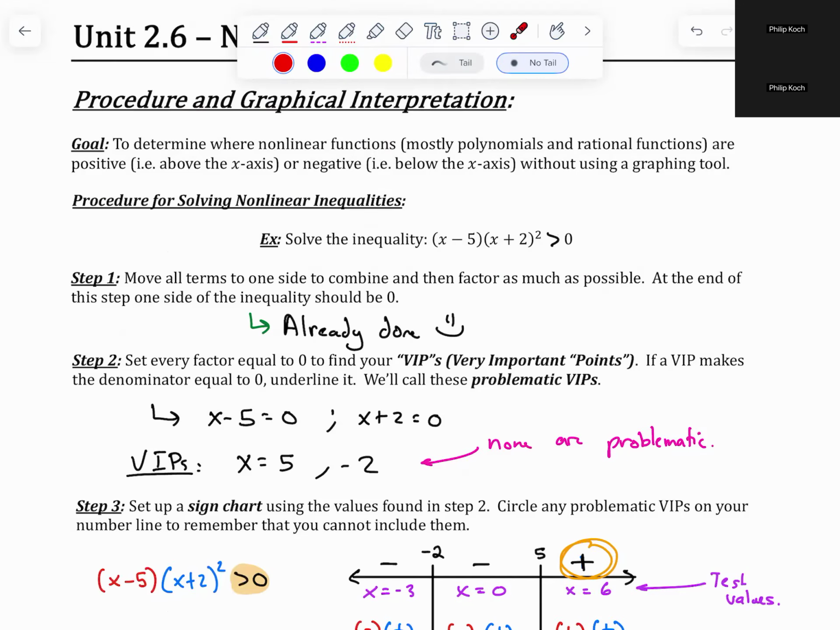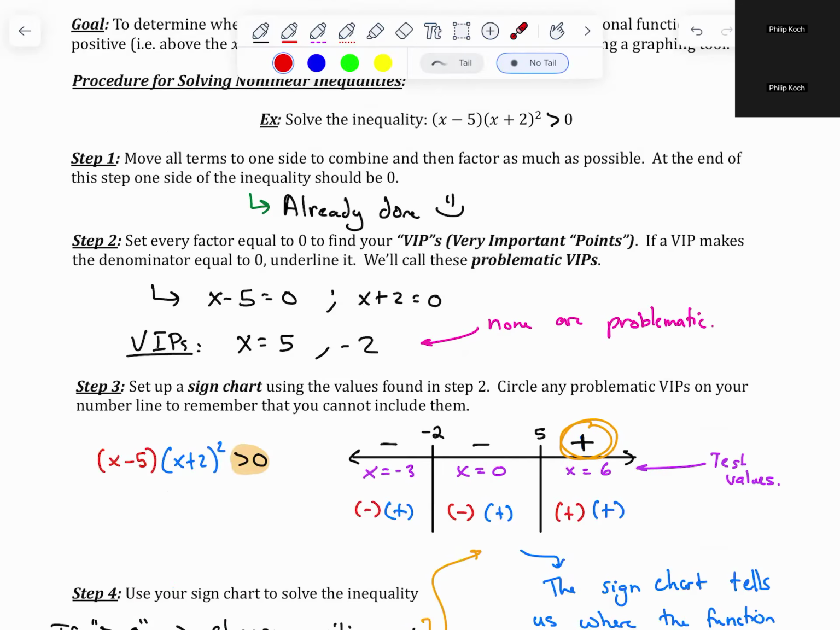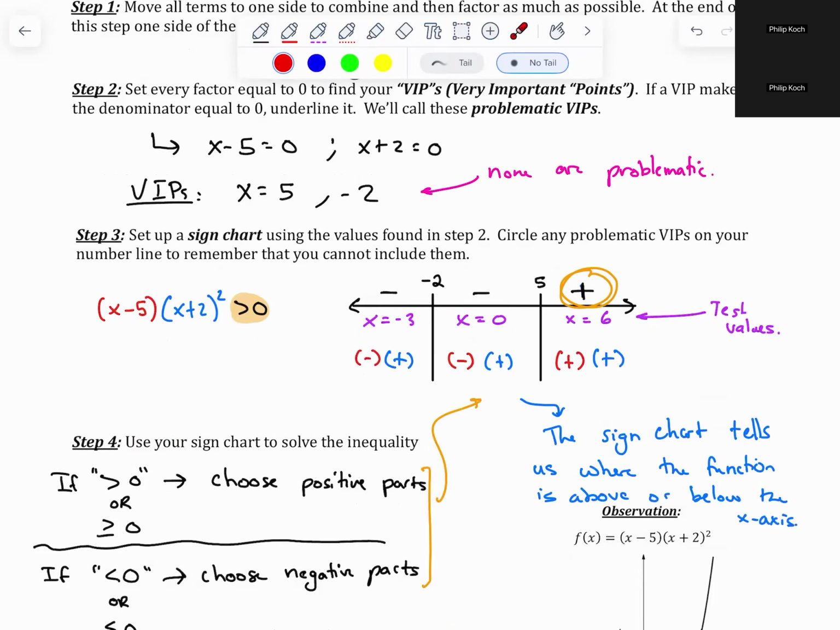So back to the point, now that we noticed that mistake. This corrected inequality is now saying, where is the function x minus 5 times x plus 2 squared positive? Where is it above the x-axis? And so the sign chart actually gives us more information than we technically need.